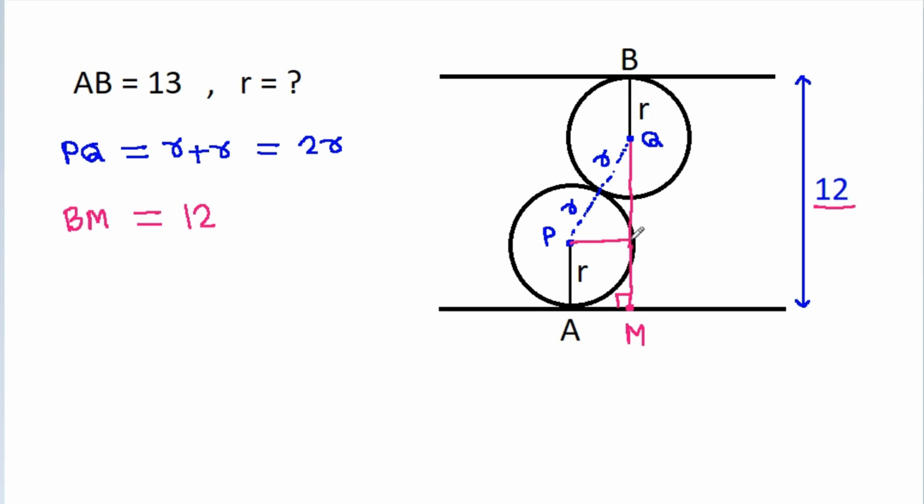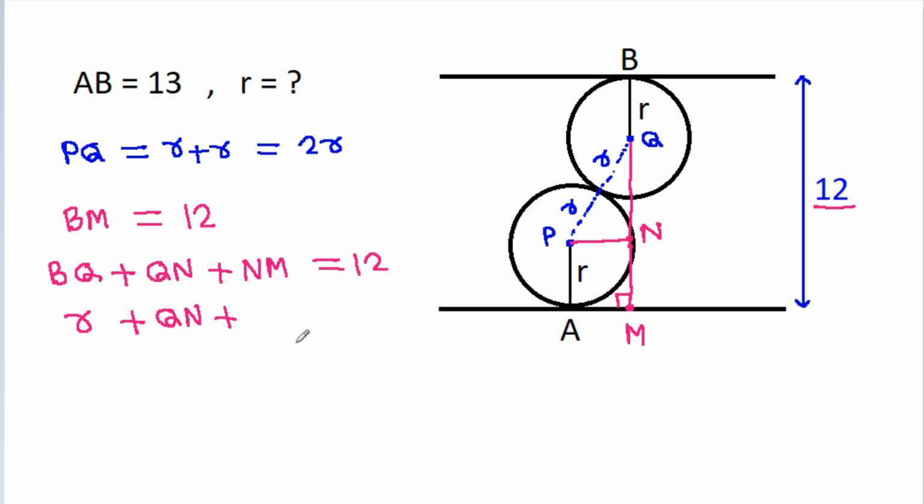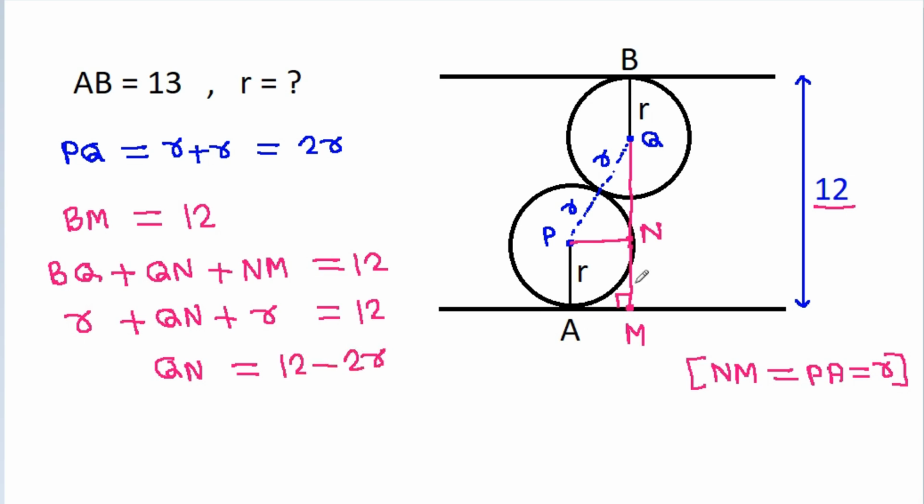Suppose this point is N, then BM will be equal to BQ plus QN plus NM, that is 12. BQ is R plus QN plus, and NM will be equal to PA, that will be R. So QN will be equal to 12 minus 2R. QN is 12 minus 2R.